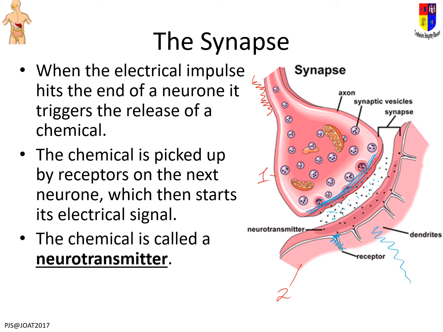This chemical is called a neurotransmitter, which I think you might have heard of, and the gap is, as I say, the synapse. So that's the terminology for this that you need to know.